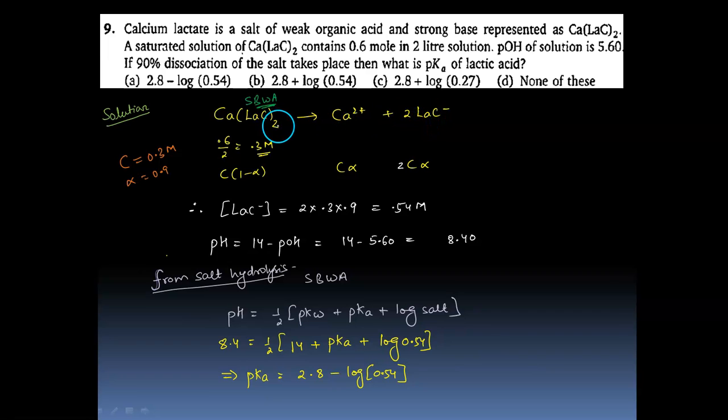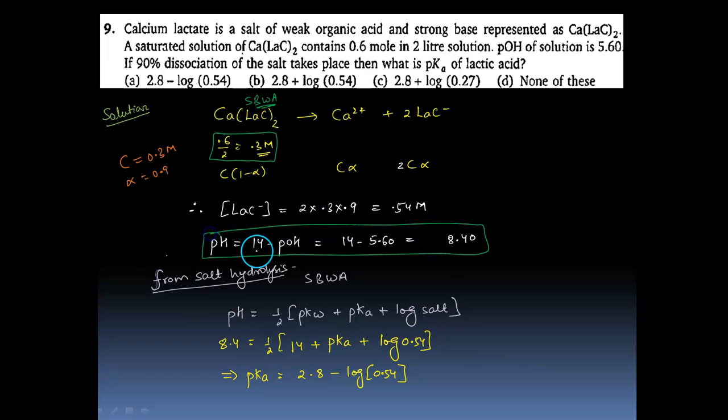A saturated solution of calcium lactate consists of 0.6 mole in 2 liter, which means the concentration would be 0.6 by 2, which is 0.3 molar. And they have said that the pOH of the solution is 5.6. So if the pOH of the solution is 5.6, we can find pH by subtracting from 14. So the pH of the solution is 8.4. And they also mention that it is 90% dissociated.